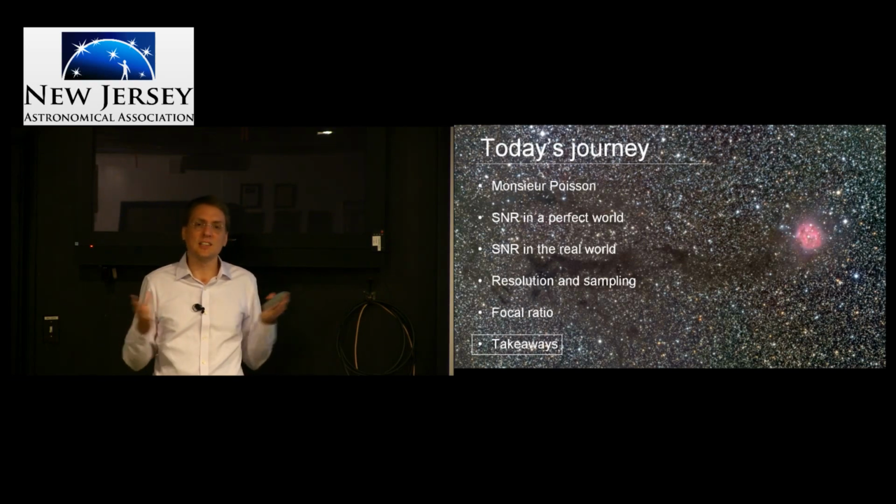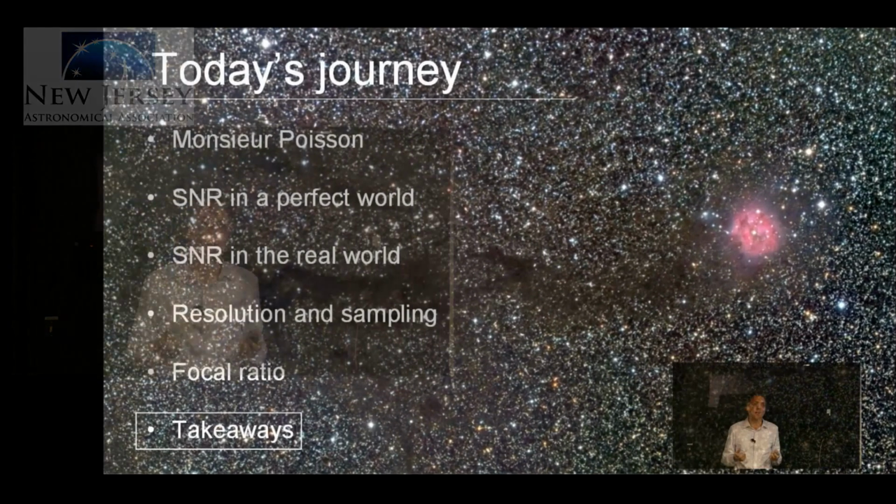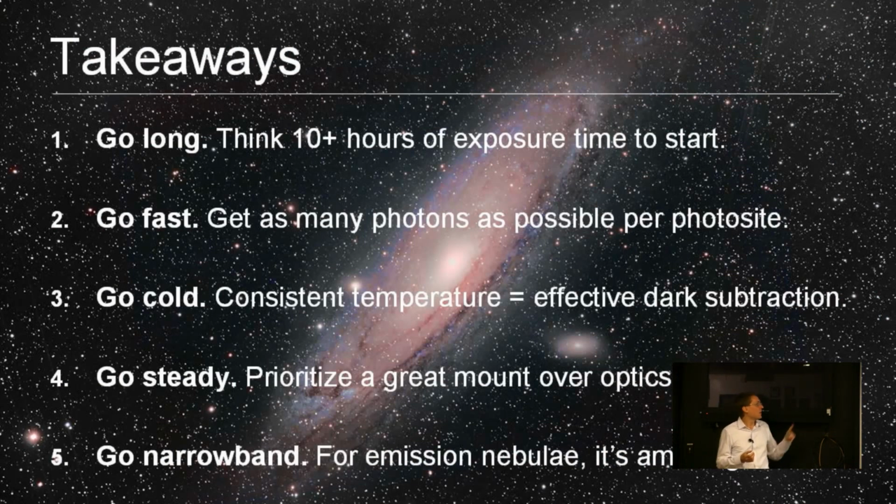So let me summarize all of this. Let's see if we can condense it all into 5 quick, practical takeaways, okay? First one is go long. You need as many target photons as you can. I said at the beginning, if you just gave the advice to take longer exposures, that's always going to improve your imaging, right?